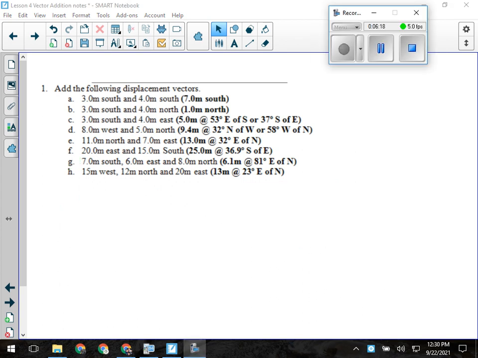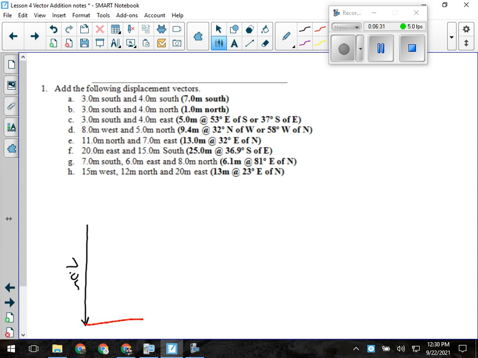Okay, so just in walking around, it looks like everybody's got the diagram drawn pretty well here. So we've got 7 meters south as our first vector, and then we have 6 meters east, and then we have 8 meters north. Okay, that's roughly to scale. It's probably not great, but it'll do.